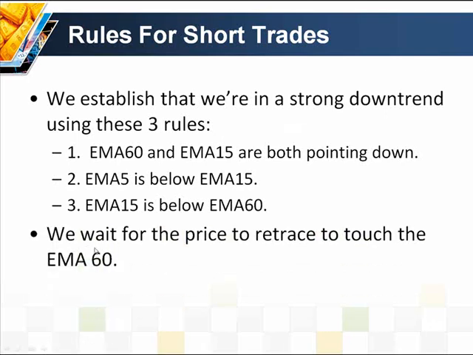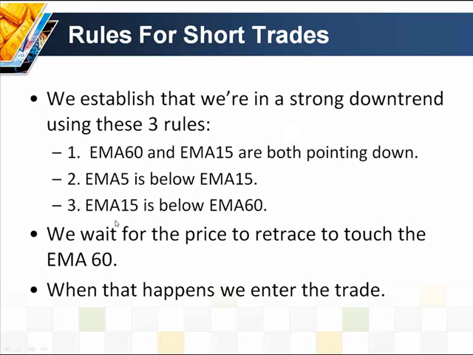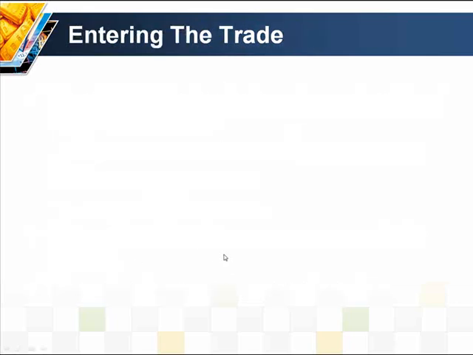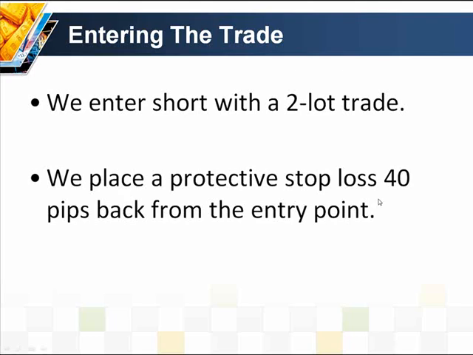And then at that point, we wait for the price to retrace to touch the EMA 60. And when that happens, we enter the trade. I will show you this on the charts in a second, so if it's not clear yet, it will be. Once we are entering the trade, the system is meant to be entered with 2 lots or multiples of 2. If you're just getting started, use 2 lots, and then make sure you watch the advanced videos to understand what I'm talking about by multiples of 2. And we place a protective stop loss 40 pips back from our entry point.